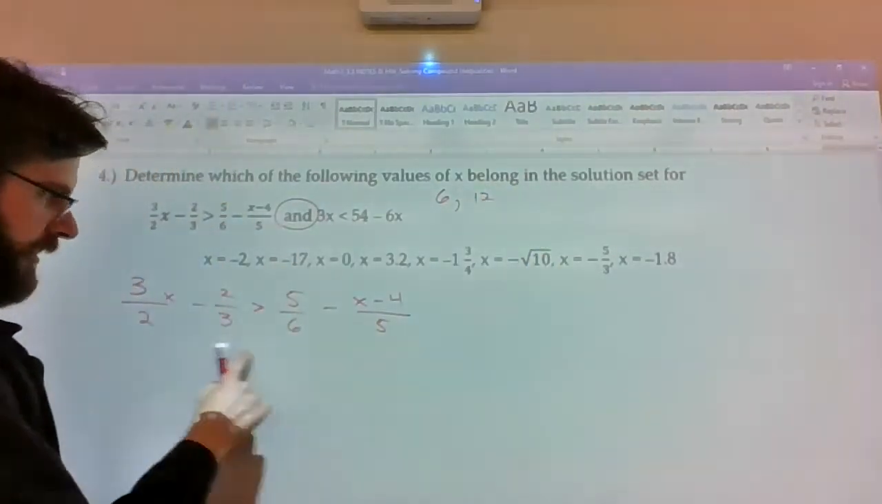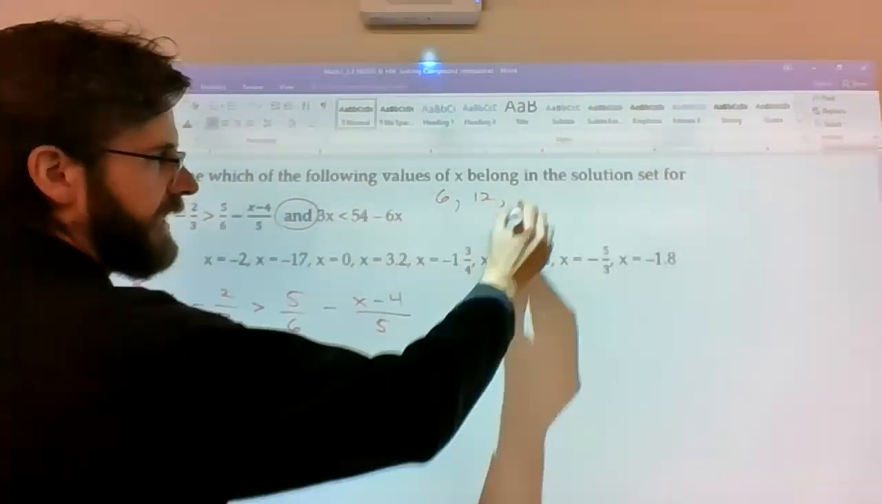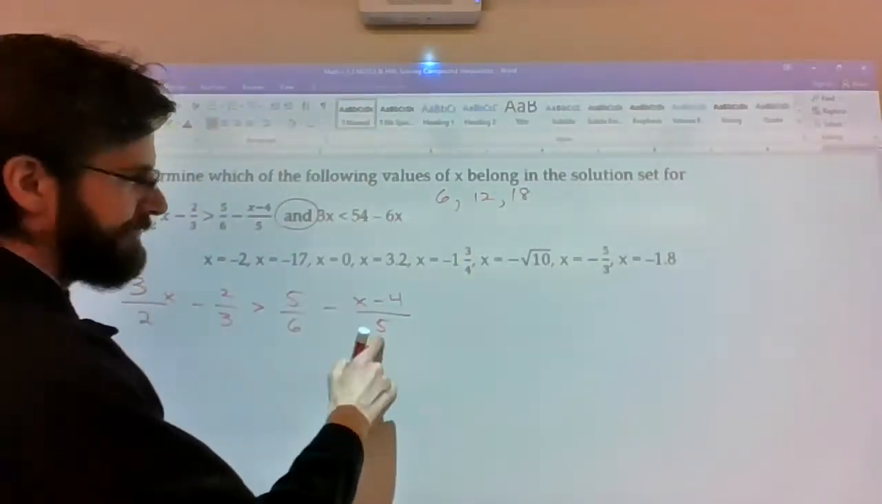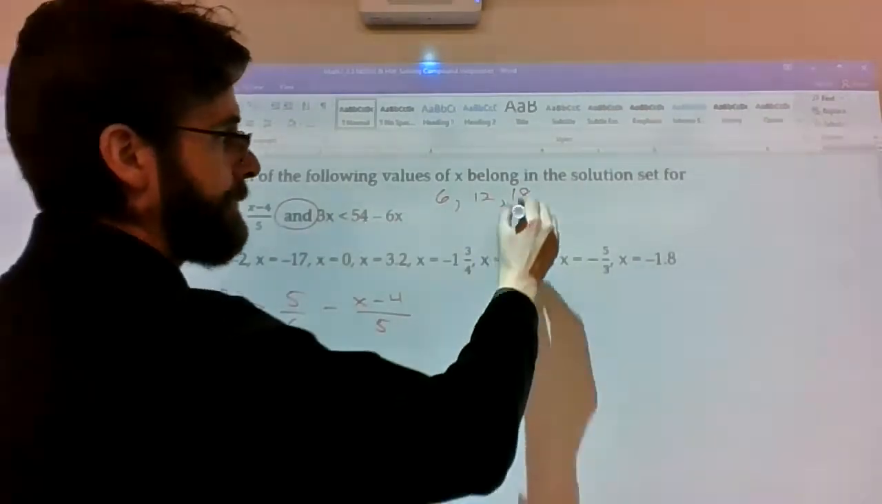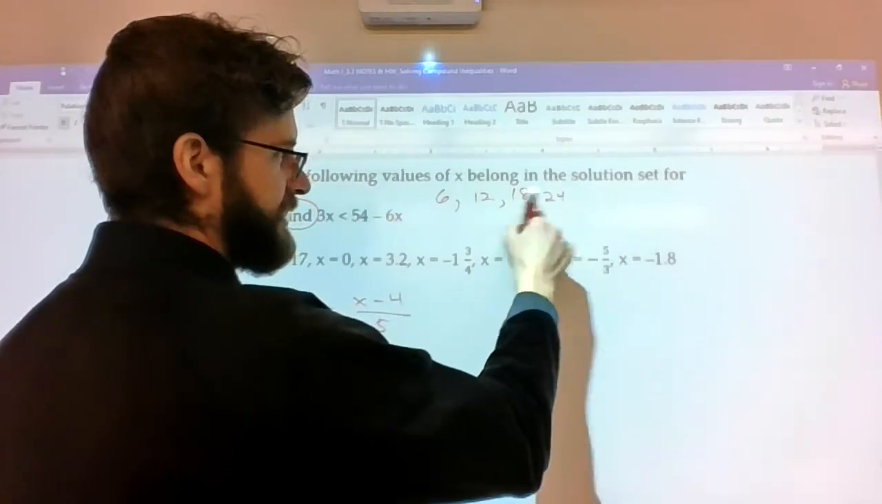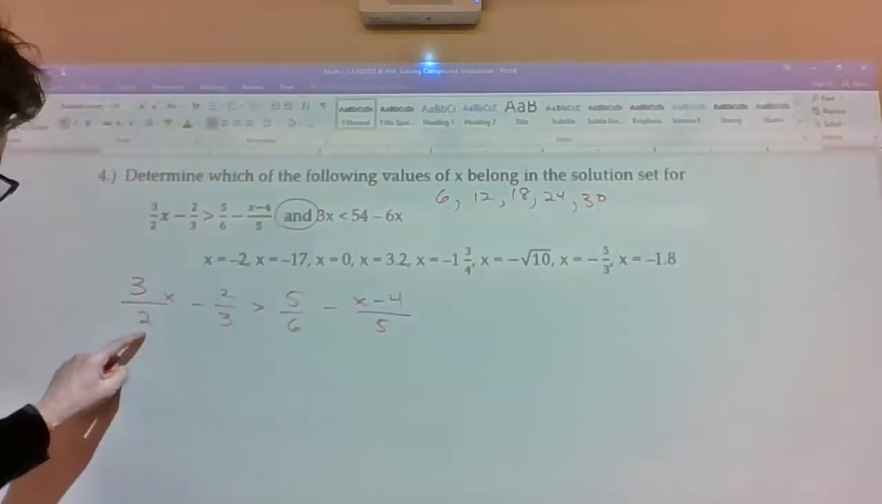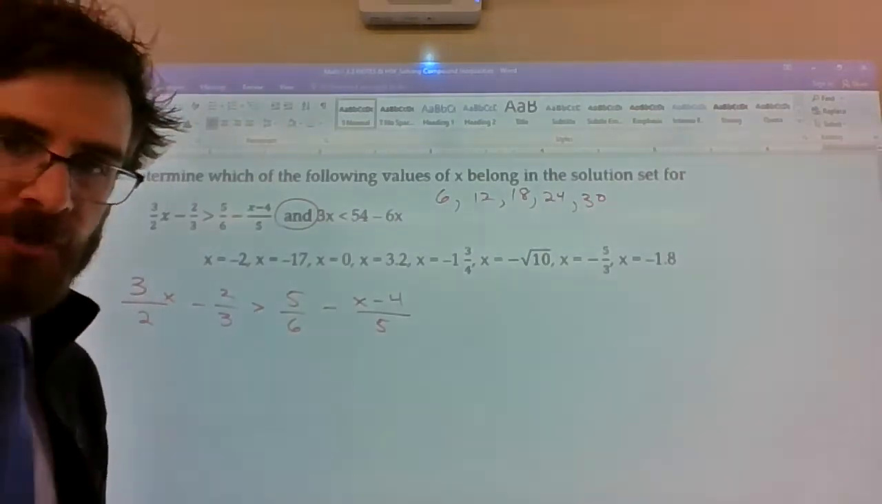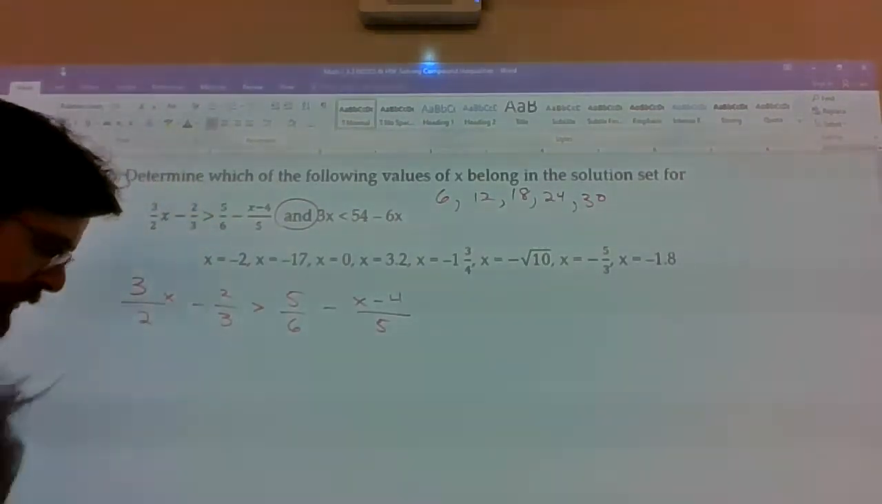Does 12 divide all of these? Not 5. Move on. 18. Does 18 divide all of these? Not 5. So basically it looks like we've got to divide 5 in order to make this happen. So 6, 12, 18, 24, 30. 30 divides all of these numbers. So what we're going to do is find a common denominator of 30.